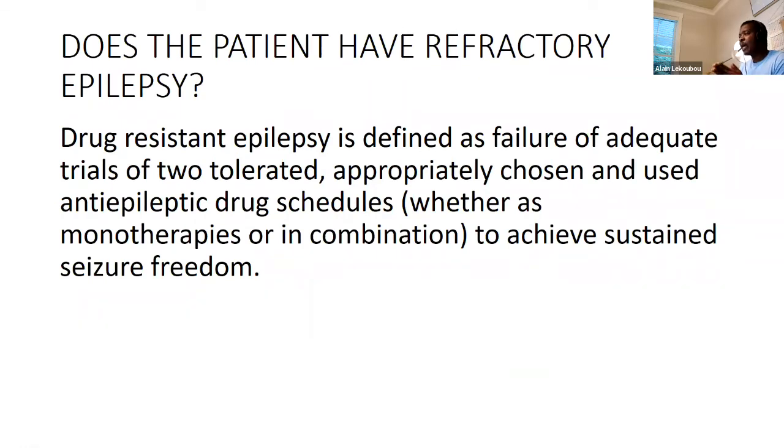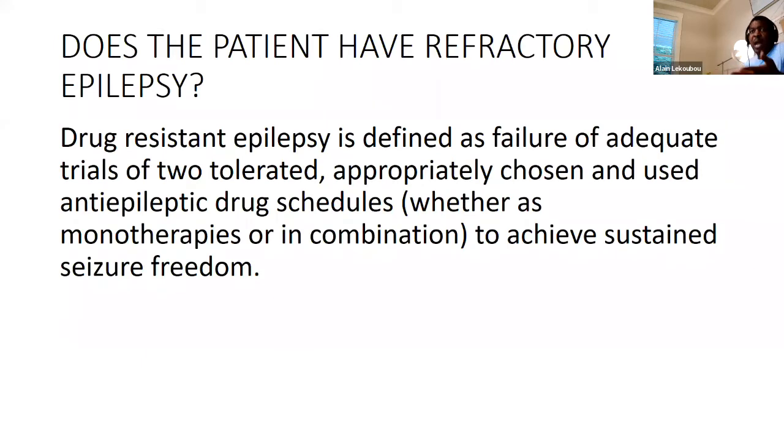So, according to the International League Against Epilepsy, for someone to have drug-resistant epilepsy, you must fail at least two anti-seizure medicines that are well tolerated, that are appropriately chosen and used. And you have to make sure that the patient uses medication according to a clear schedule. So I think the key word here is the appropriate choice of the seizure medicine, but also making sure the patient can tolerate the medicine.